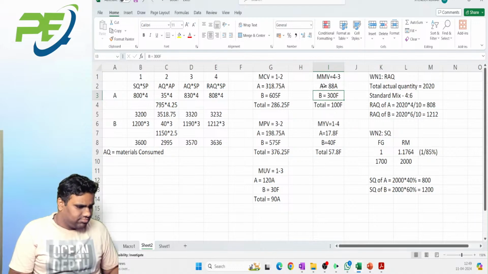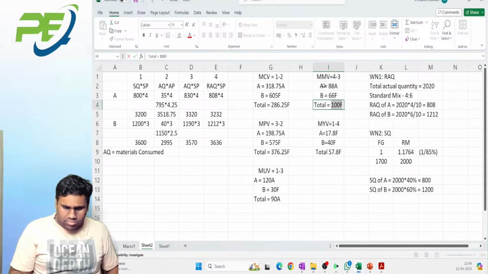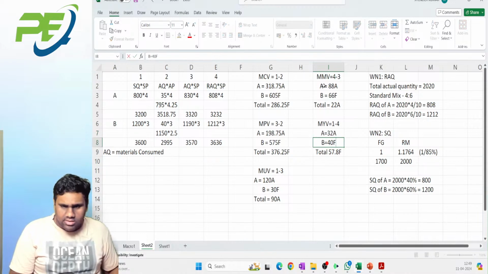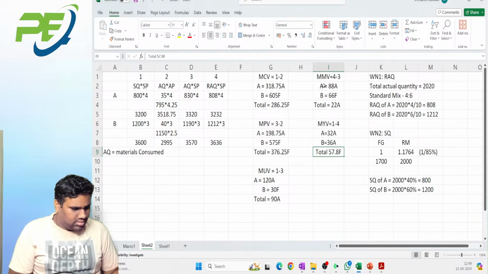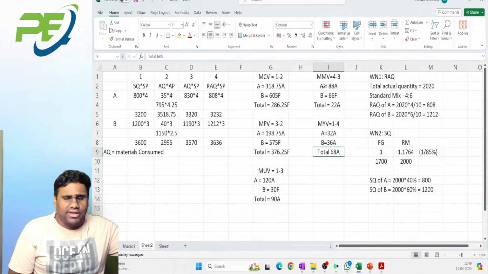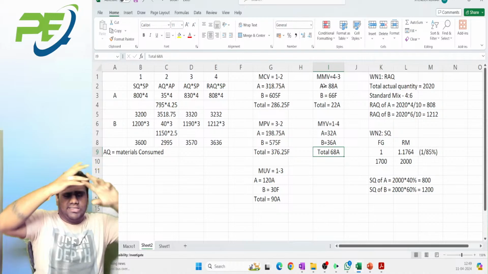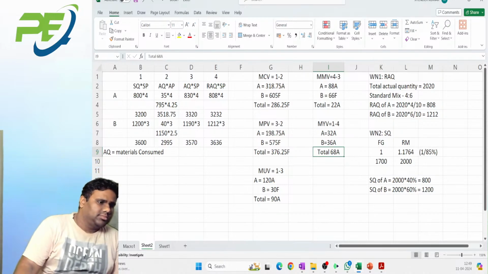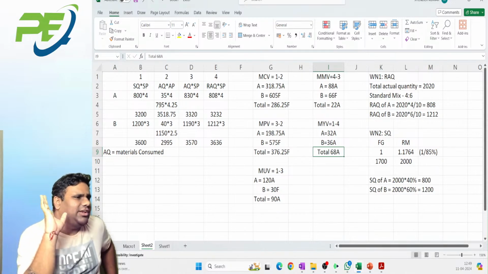88 A. 22. Yield variance, 32 A. 68. I want everyone to check once. Add price and usage, check whether it is matching with cost. Add mix and yield, check whether it is matching with usage. Yes. Any change in the working notes?